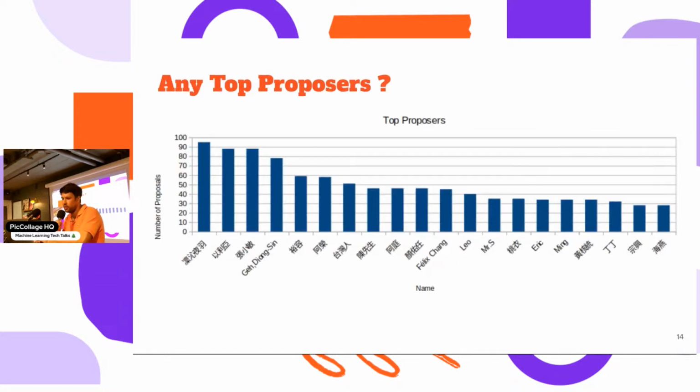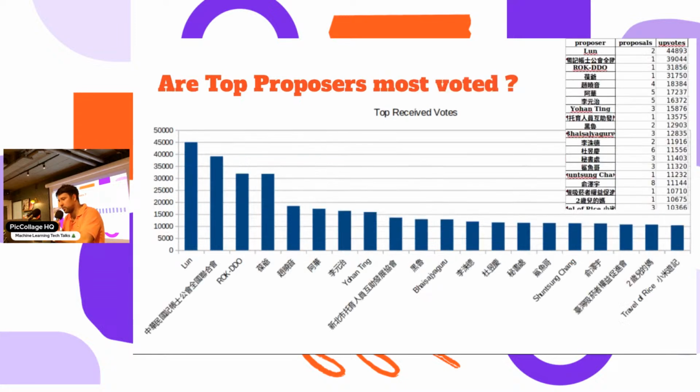Then we also thought there might be some top proposers whose proposals have more votes than others. But you can see, some people made up to 94 proposals over the observation time frame. In fact, the people who got the most votes only had a few proposals.